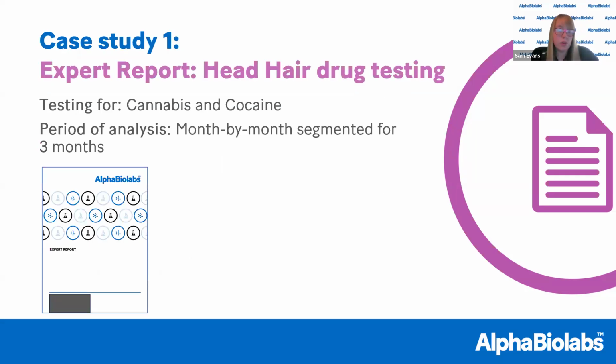In this section, we explore the use of head-hair drug testing and its interpretation using a real-world example. So this particular case was tested for cannabis and cocaine for a period of 3 months, segmented month by month, so a 3 by 1 centimetre section.